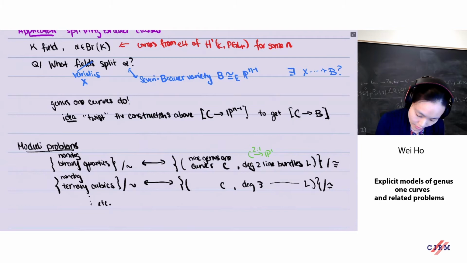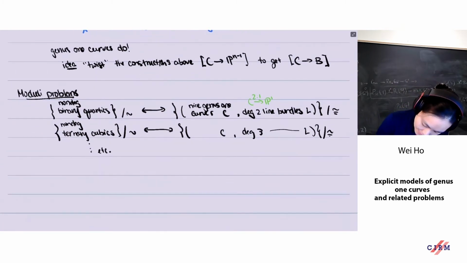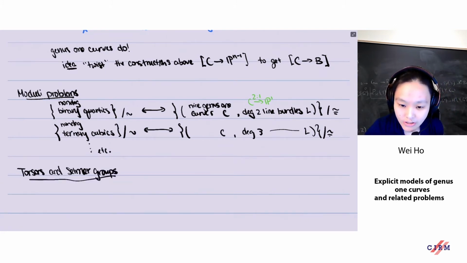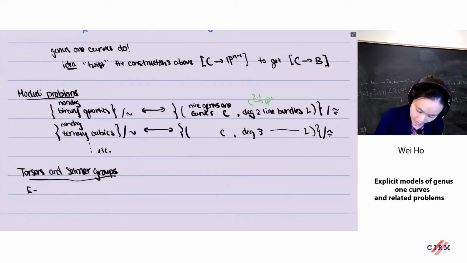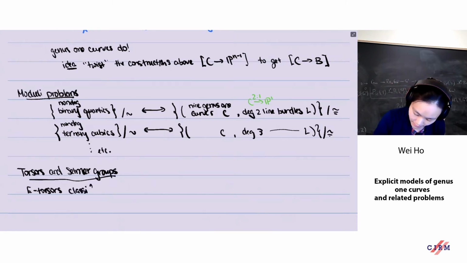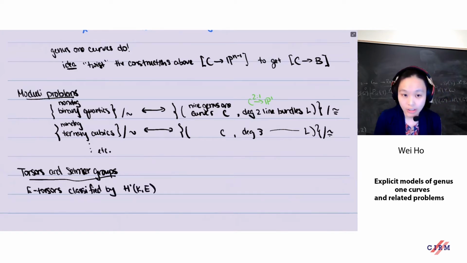Okay, so to start talking about that, I do need to introduce the Selmer group. This is a bit of an aside, maybe review for most people here, but maybe not everybody, so I just want to mention it. My E-torsors, my genus 1 curves that are torsors for a specific elliptic curve here, are going to be classified by the Galois cohomology group H1 of E.